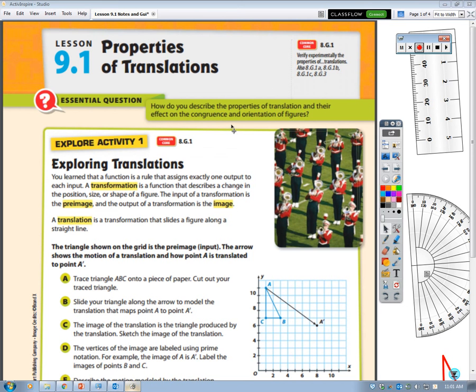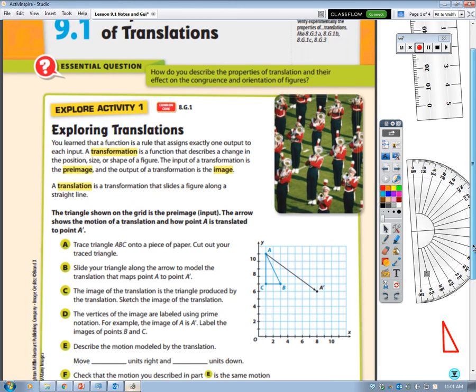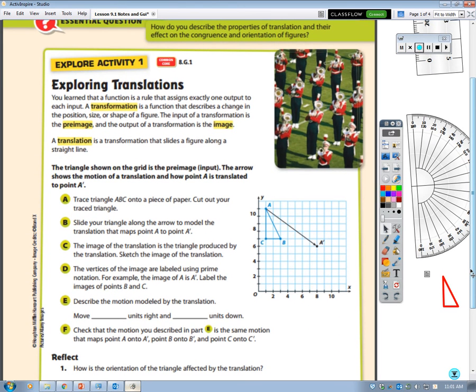Moving right into our first explore activity, we are going to be taking a look at translations. First of all, we need to understand what a translation is. You learned that a function is a rule that assigns exactly one output to each input. A transformation is a function that describes a change in position, size, or shape of a figure. The input of the transformation is the pre-image, and the output of the transformation is the image.